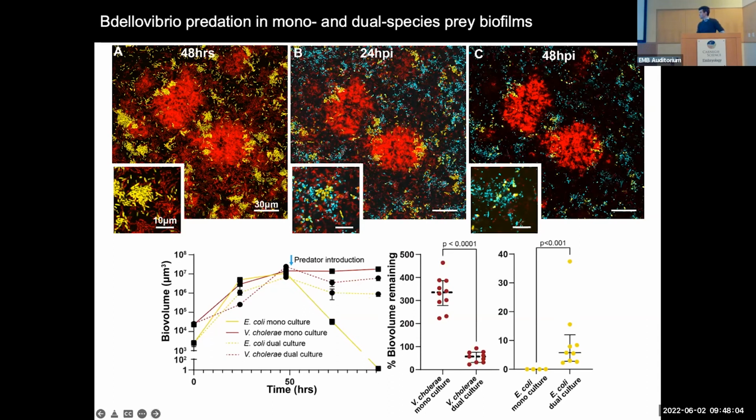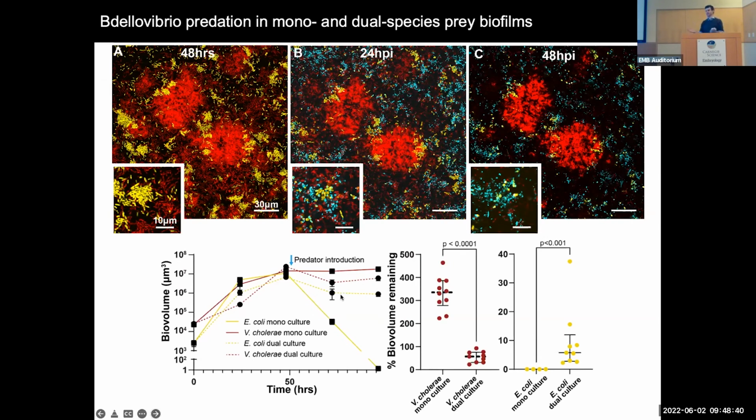This is on a log scale, so we can see everything. But looking at this another way, cholera in monoculture actually keeps on growing on net after predator exposure. This is a percent biovolume change, which is population size change from just before predation to 48 hours after predation. So cholera has continued to grow, but when it's with E. coli, it's still below where it was. Whereas E. coli is just gone when it's on its own against predators, but some of them do survive when they're co-cultured with cholera.